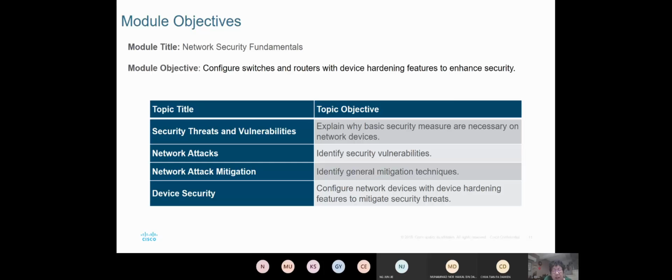And with network vulnerabilities, of course, you have network attacks. Then identify some general mitigation techniques used to prevent these kinds of attacks. So we will be looking at network security, and at the same time, device security. We are not covering all types. Since our network involves routers and switches, we will cover those two.